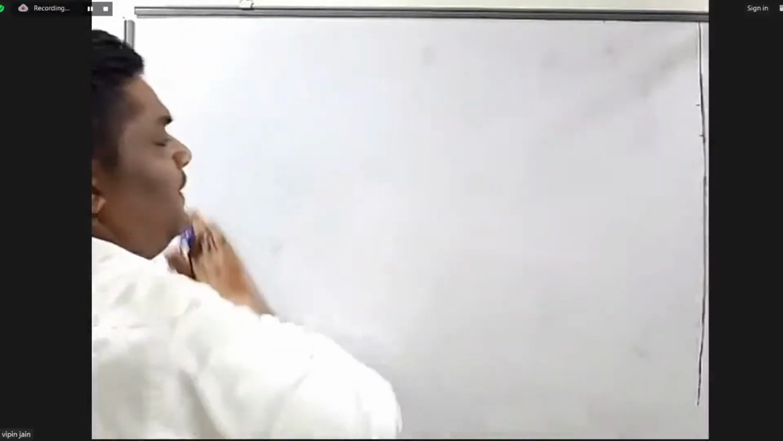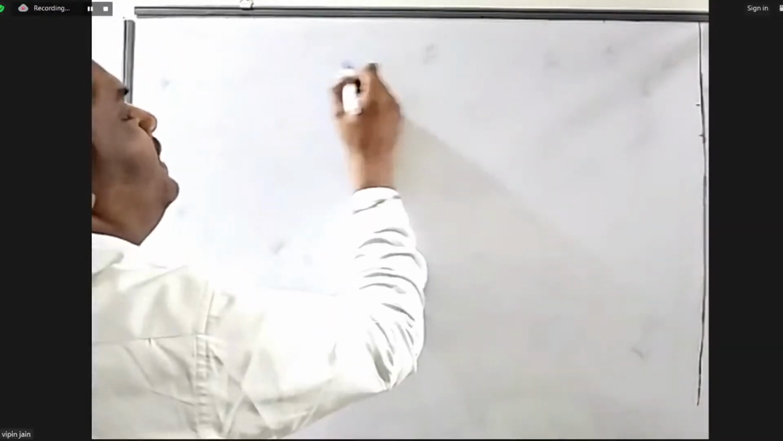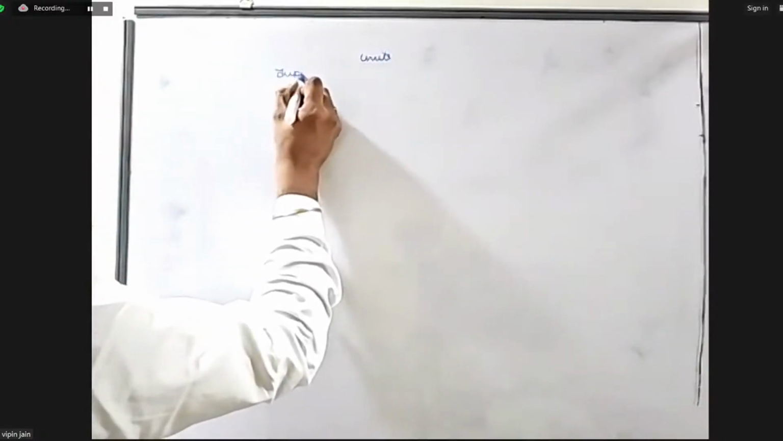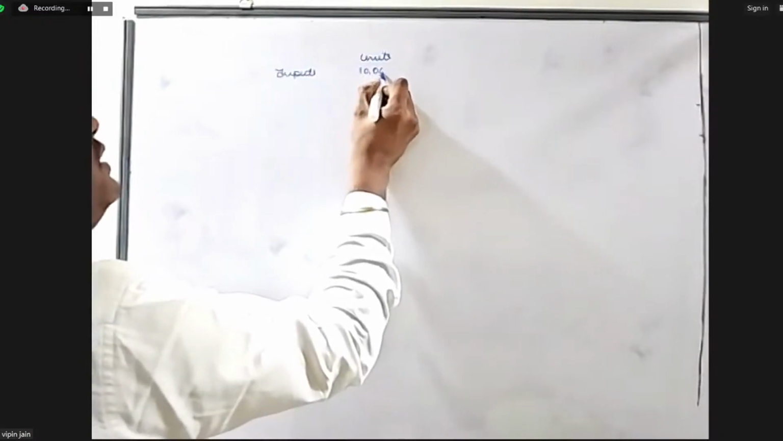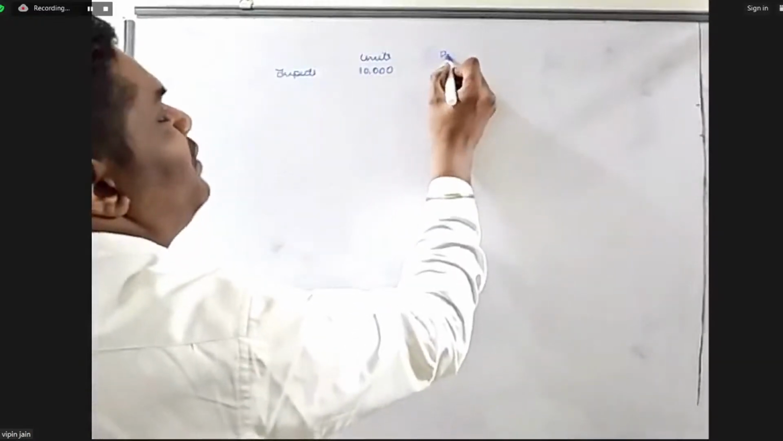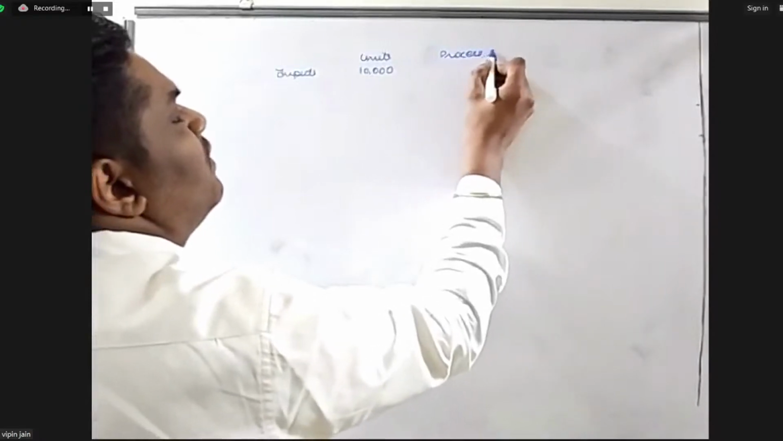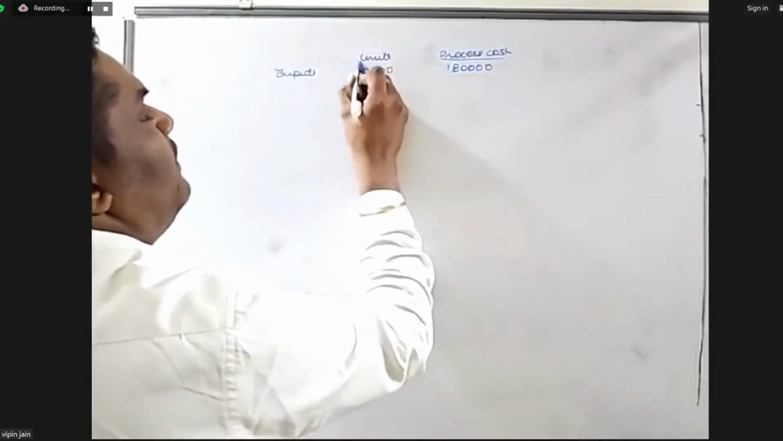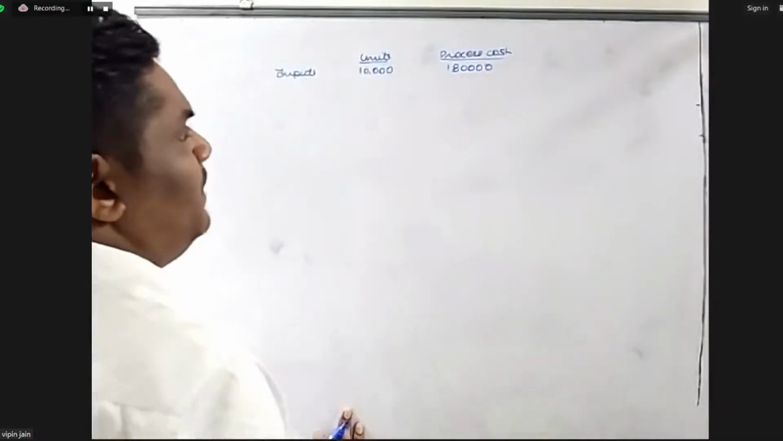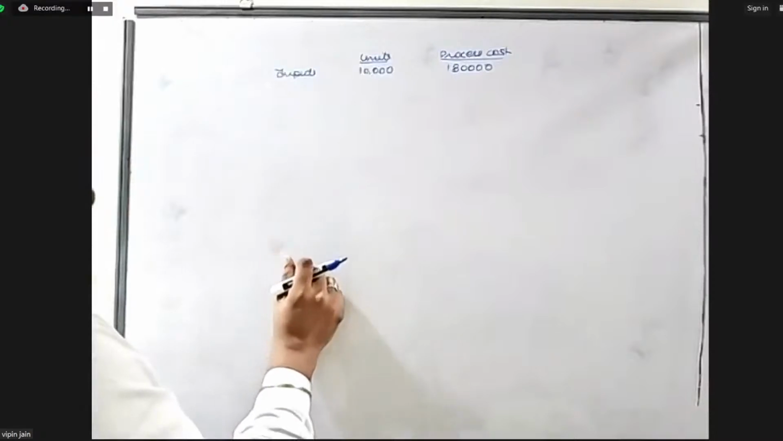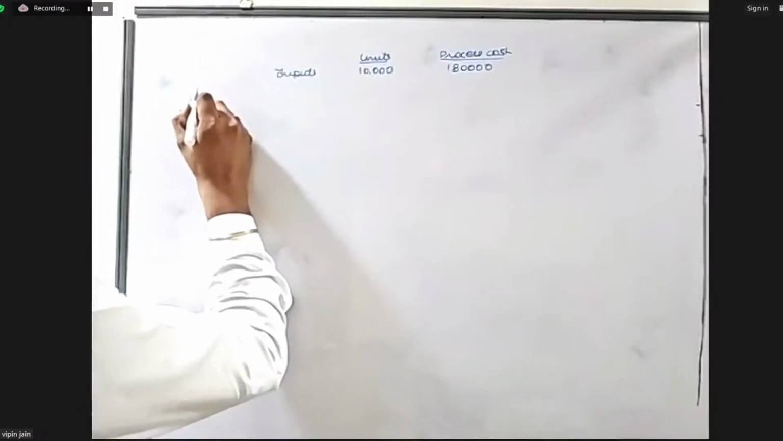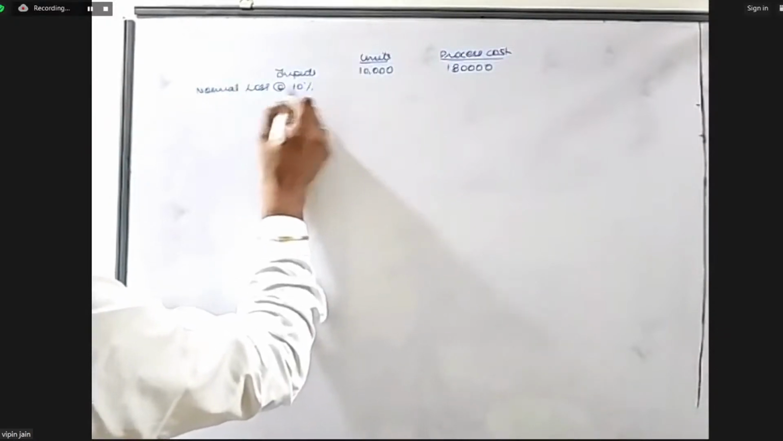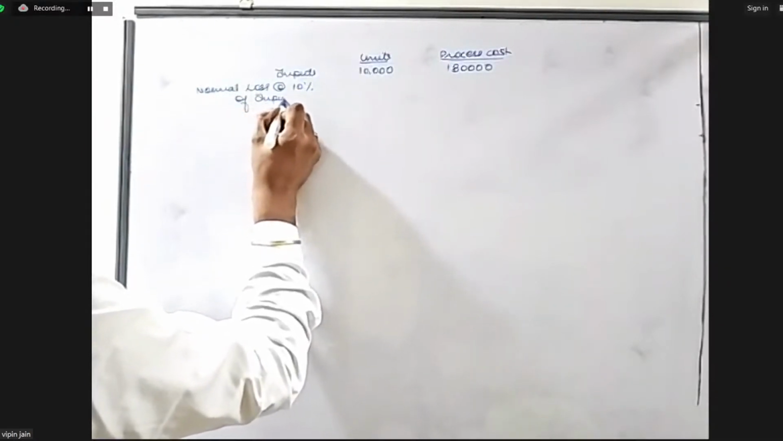Now, let's say I made an input of 10,000 units and my process cost is, let's say, 1,80,000. Now, management has predicted well in advance that the normal loss will be at the rate of 10% of inputs.